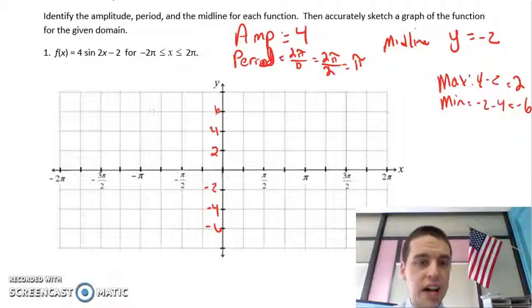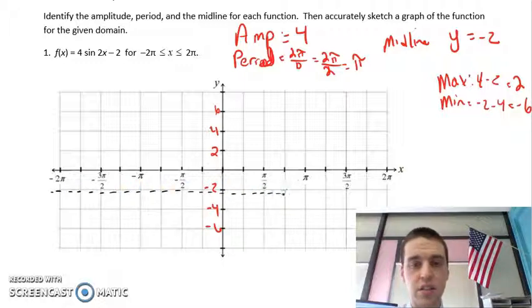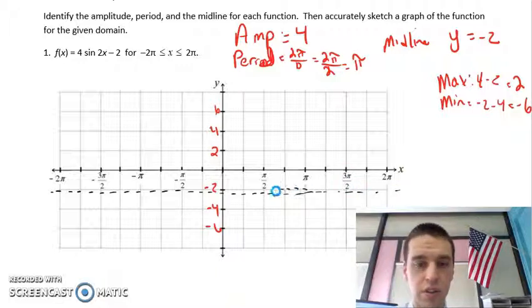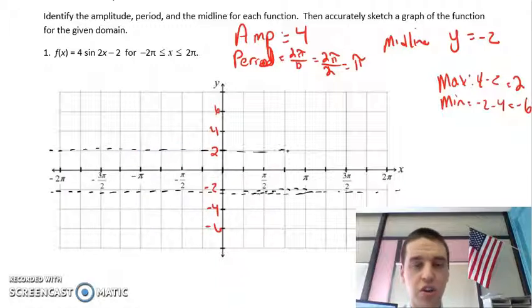And to draw this, I always draw the midline in first. So if I know our midline is negative 2, I'm going to draw in the midline at negative 2. Nice and light. And that should actually be on negative 2. And then I'm going to state our max is 2. And so we can also draw that we should never go above 2. And we should never go below negative 6.